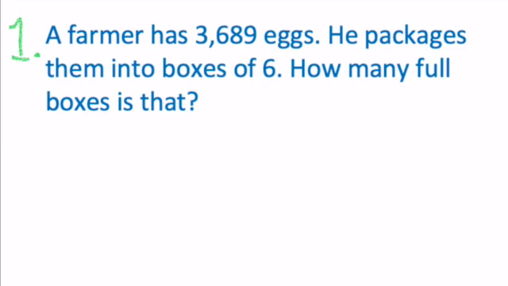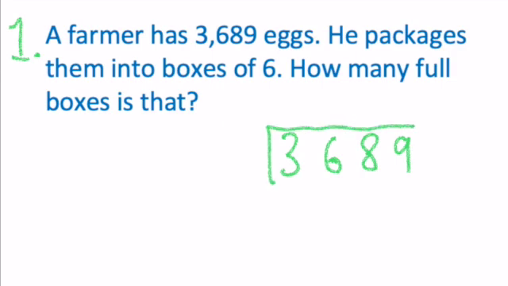Okay, welcome back. So the farmer has 3,689 eggs, and we want to know how many times we can get 6 eggs out of that number, because every 6, he fills a box. So this is a division problem. We're finding out how many times 6 fits into 3,689. So 6 goes into 3, it doesn't.